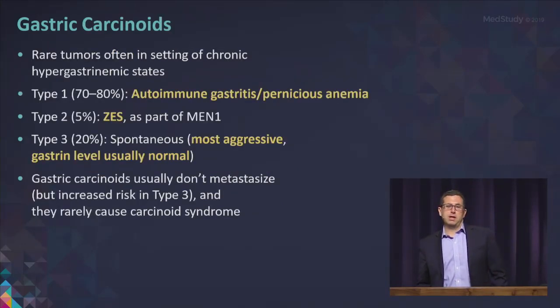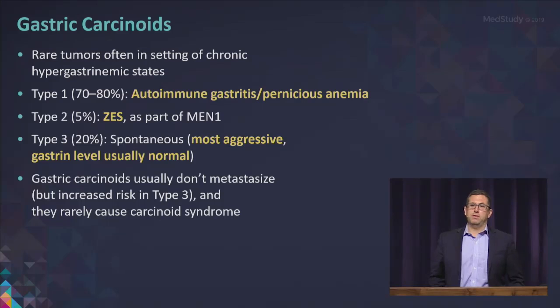Gastric carcinoids, another type of gastric neoplasia. These are actually becoming more common, or we're more commonly seeing them at least, perhaps because we're doing better endoscopy. But they used to be thought to be rare, and they're often in the setting of chronic hypergastrinemic states. There are 3 types of gastric carcinoids, and I guess unfortunately you have to know this. There's type 1, which is associated with pernicious anemia. There's type 2, which is associated with Zollinger-Ellison syndrome.